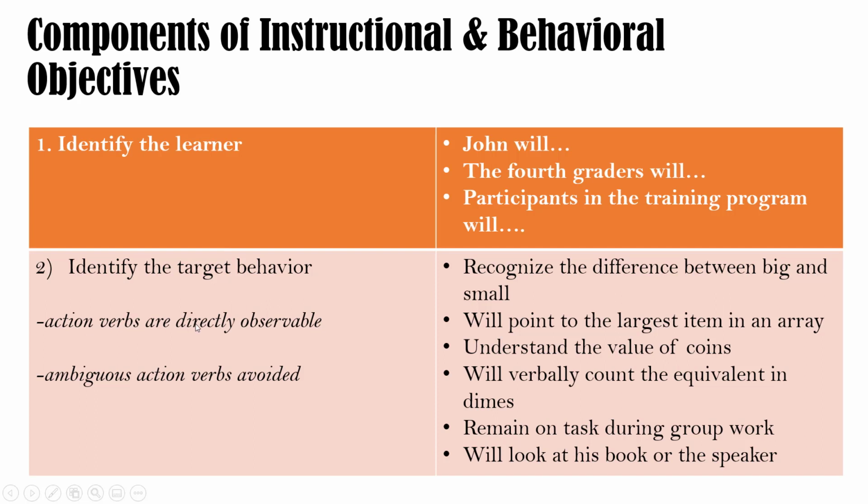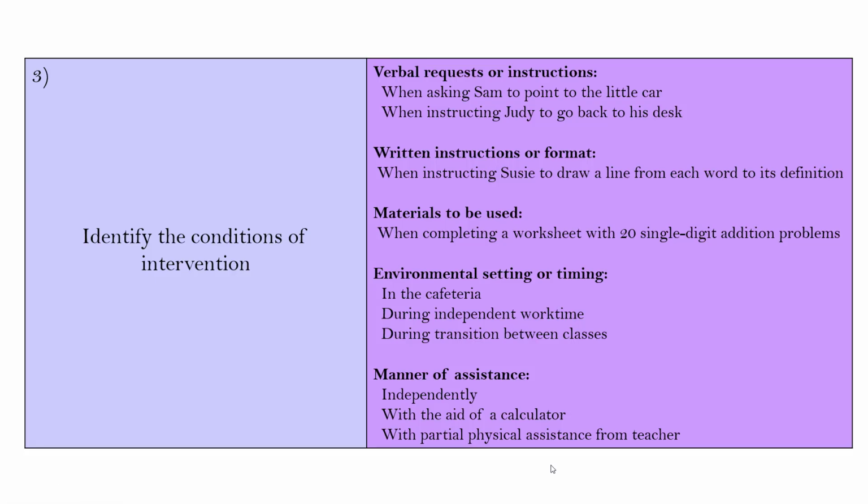And remember, with our observable terms, you want to make sure that you use action verbs. Action verbs are directly observable. They describe what the person is actually doing. And you want to stay away from labels. Labels are ambiguous and can be interpreted different ways by different people. So stick to what the person is actually doing, use those objective terms, and use your action verbs. That can ensure that you're actually describing behaviors. Here are some examples: recognize the difference, point to, will verbally count, will look. Those are examples of using action verbs.